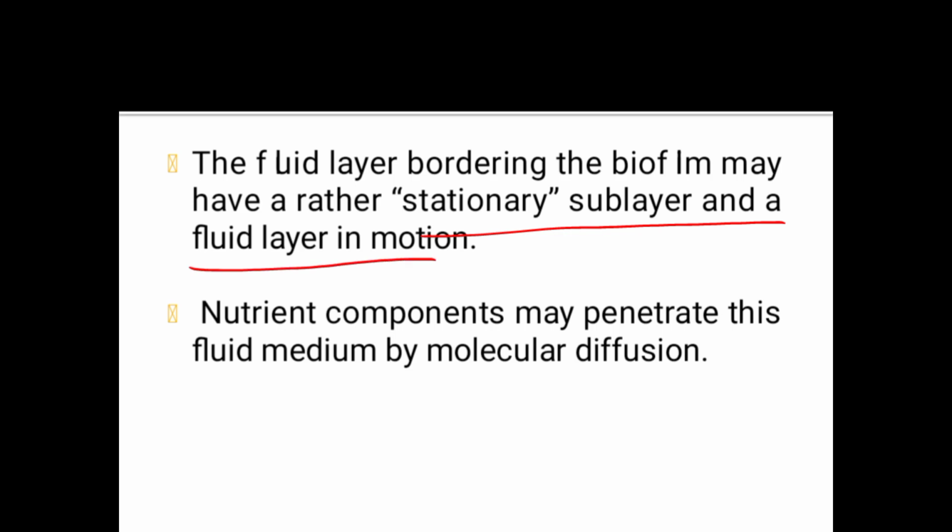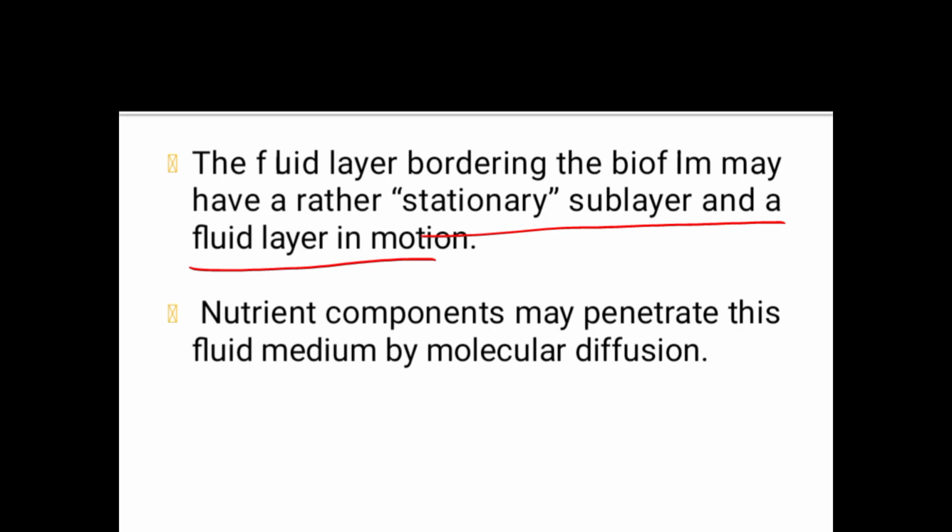Here, the fluid layer bordering the biofilm means that the plaque is present in the mouth, and in the mouth it is surrounded by saliva or gingival crevicular fluid. The outer surface of the biofilm faces this fluid, which is very important for supplying nutrients and removing waste. That's why the fluid layer is around the biofilm.